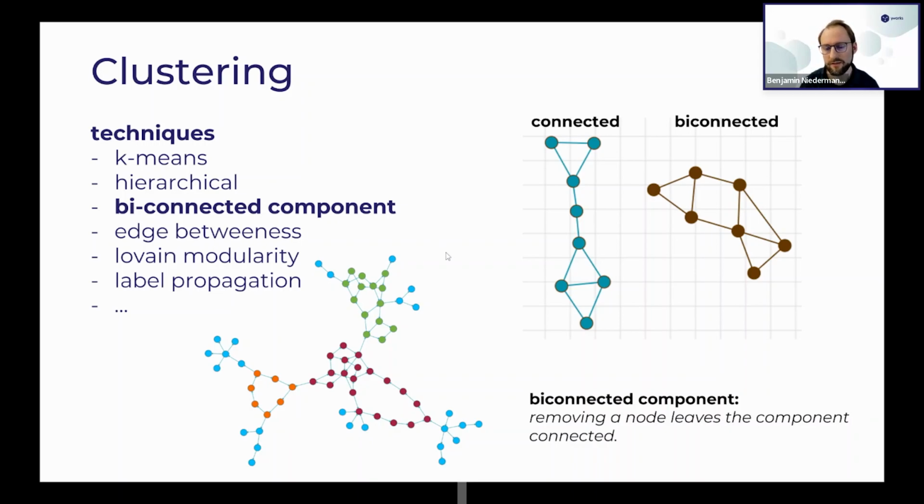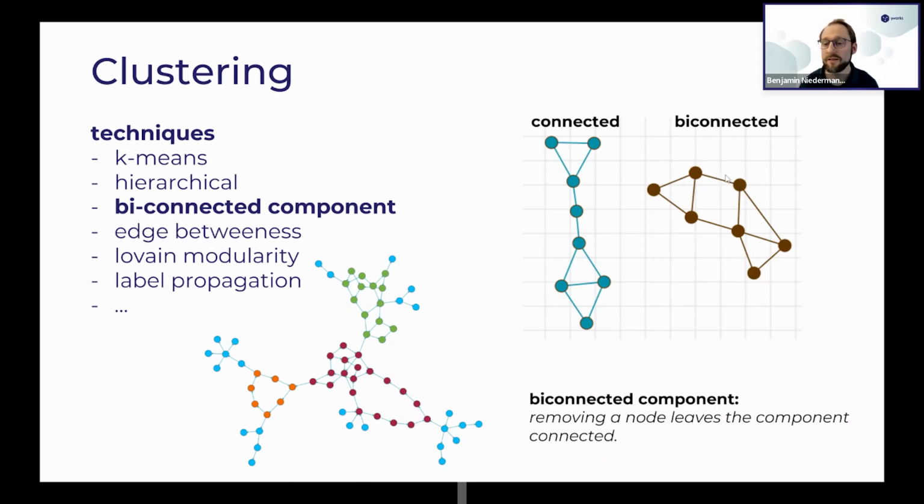A bi-connected component means just that after removing any one of the nodes, the component remains connected. So for example, this component here is connected, but when I remove this node, it will split into two components, so it's not bi-connected. If I look at this structure here, this is bi-connected.